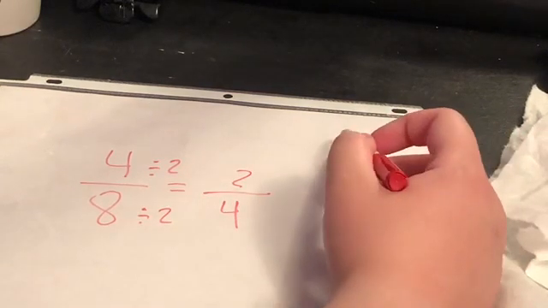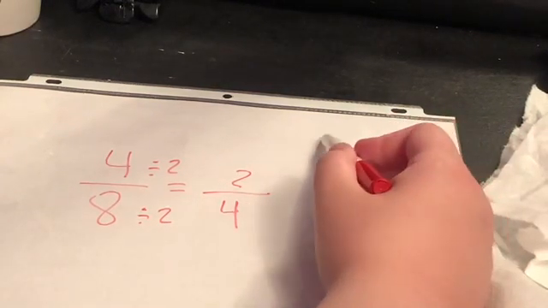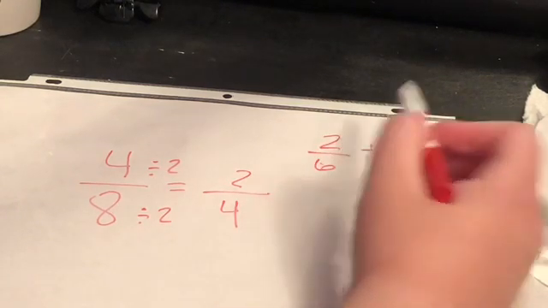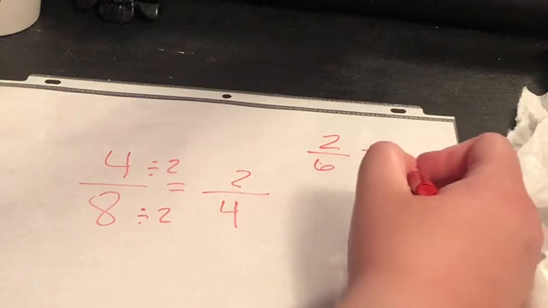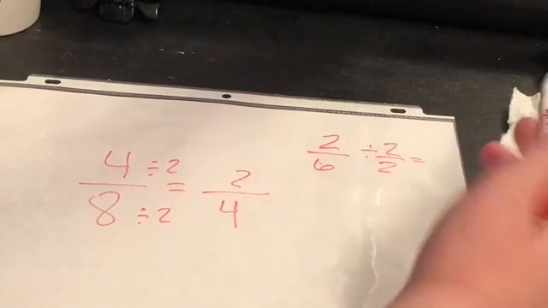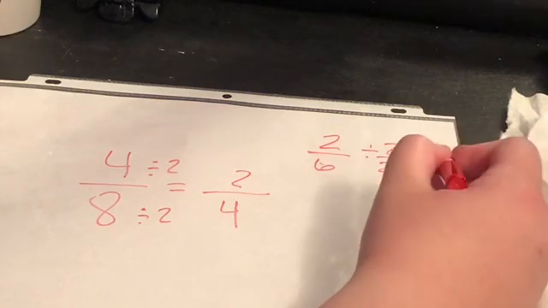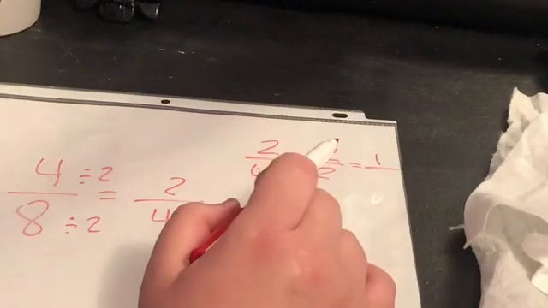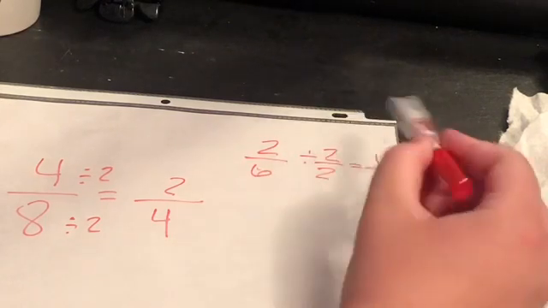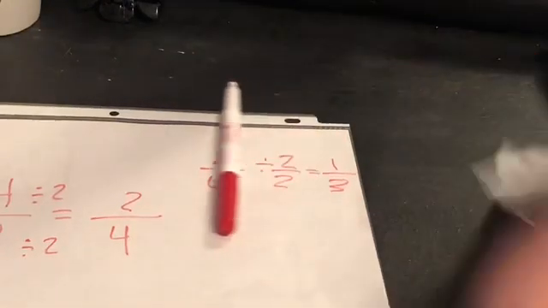What about if I gave you 2/6? What could we divide by? We could also divide by 2, because can't 2 go into 2 and 2 also go into 6? Yes. 2 divided by 2 is 1. And 6 divided by 2 is 3.